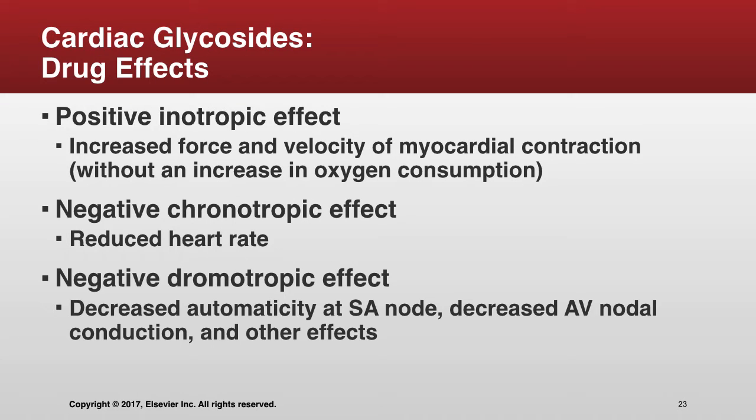The cardiac glycosides have a positive inotropic effect. They increase the force and velocity of the myocardial contraction without an increase in oxygen consumption. They also have a negative chronotropic effect in that they reduce the heart rate. They also have a negative dromotropic effect because they decrease the automaticity at the SA node and decrease the AV nodal conduction, and some other effects as well.